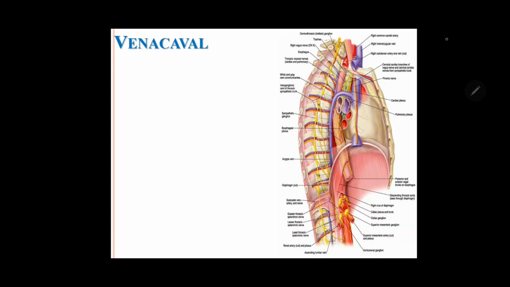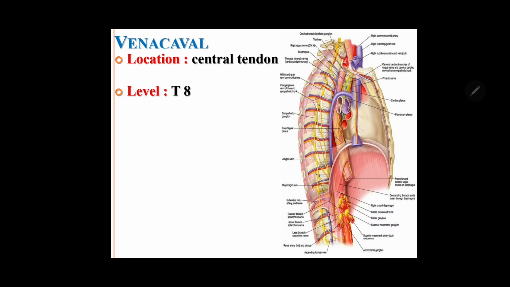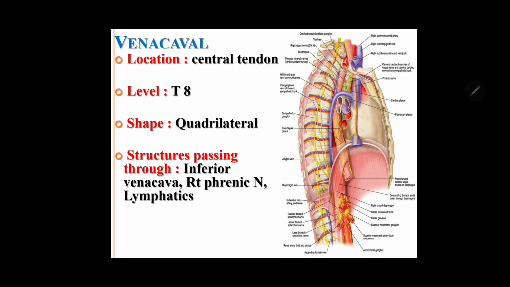The major openings in the diaphragm, first one is the vena cava opening. It is located in the central tendon at the level of T8 vertebra. Shape is roughly quadrilateral. Structures passing through it are inferior vena cava, right phrenic nerve, and lymphatics. And the effect of the contraction of the diaphragm, it dilates, so it helps in increased venous return.